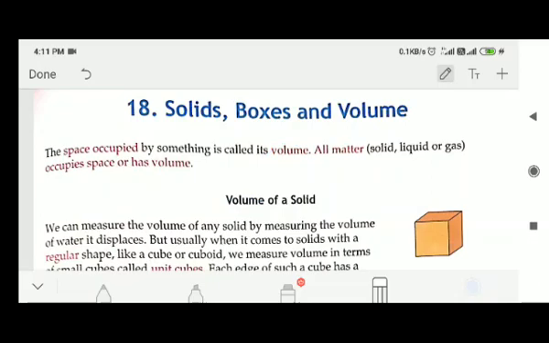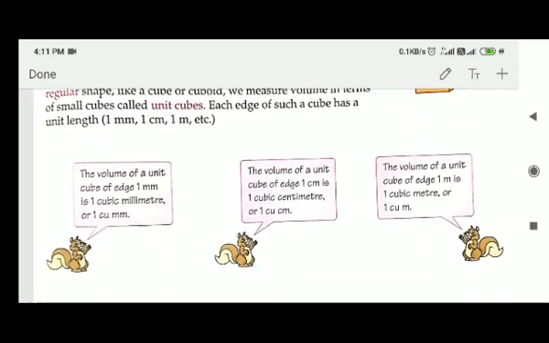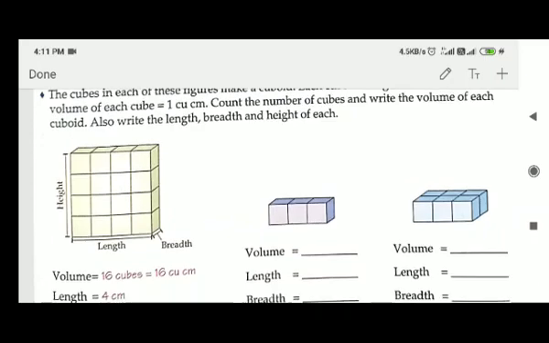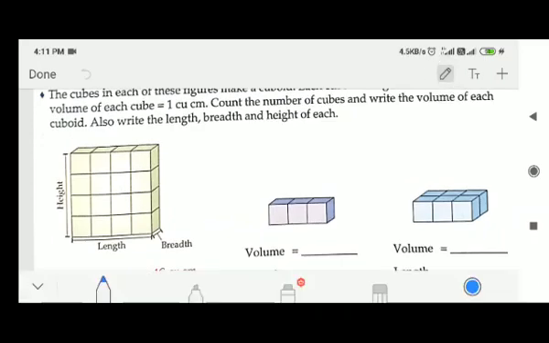So let us study the volume of some special figures. This is a cuboid. What are examples of a cuboid? Your geometry box, your book. A cuboid basically consists of length, breadth, and height.